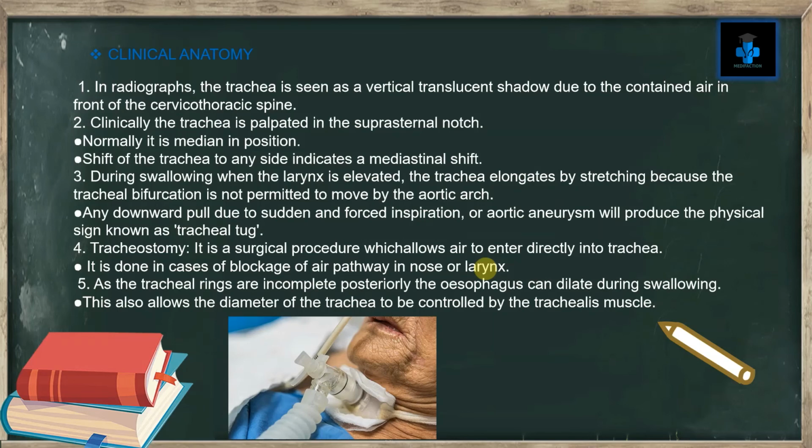Tracheostomy is a surgical procedure which allows air to enter directly into the trachea. You can see here how it looks. It is done in cases of blockage of the air pathway in the nose or larynx. As the tracheal rings are incomplete posteriorly, the esophagus can dilate during swallowing because the esophagus is seen on the posterior aspect of the trachea. This also allows the diameter of the trachea to be controlled by the trachealis muscle.